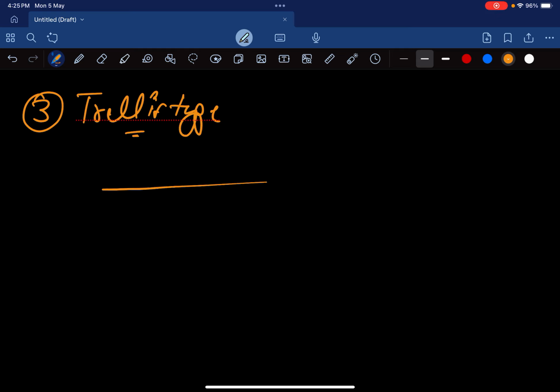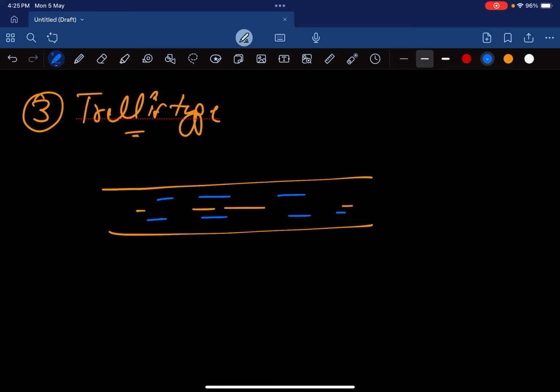The third one is the trellis type. So let's say this is the river. Let's make it more realistic by drawing the water with blue color. Now, let's say this is the principal tributary. Principal means the main tributary of that river. For instance, let's say this is Ganga. So the primary tributary could be Yamuna here.